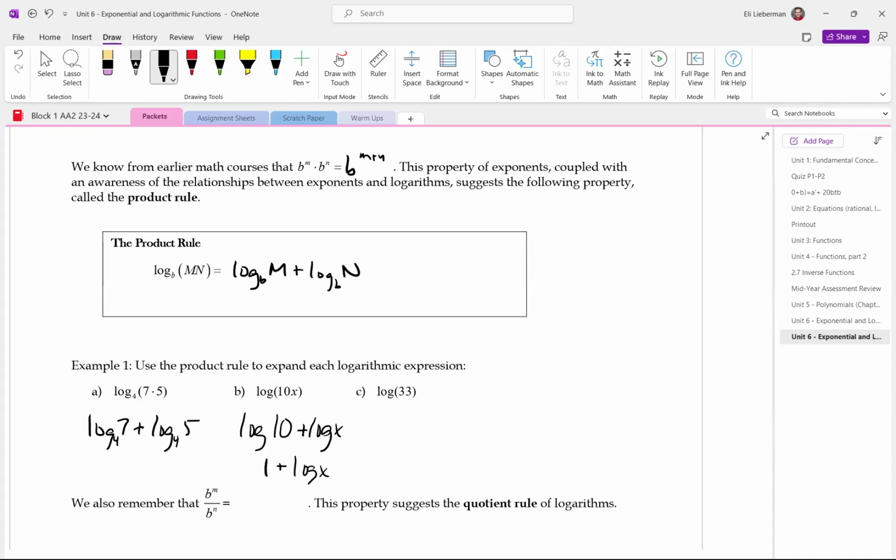Sasha, did you get something for C already? I just put log 33 because I didn't know if you're supposed to do 3 and 11. I think 3 and 11 would make sense with where we're going. So let's do that so we can rewrite this as log 3 plus log 11. I like how you were able to switch it up like that on the fly.